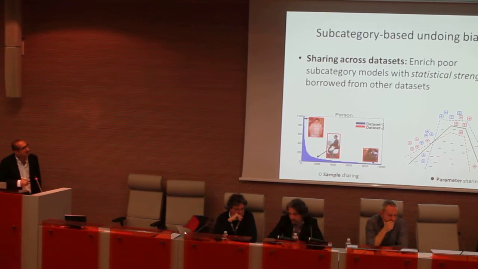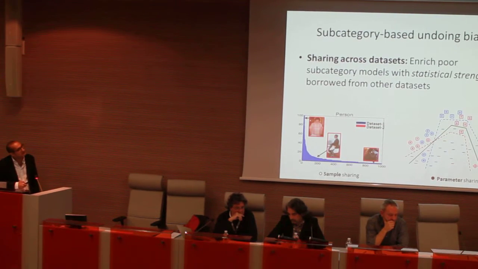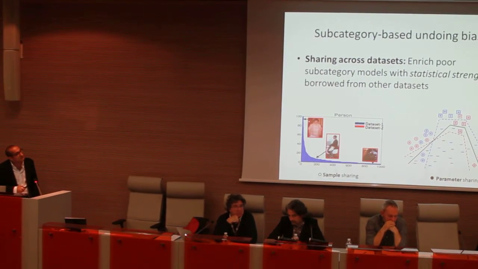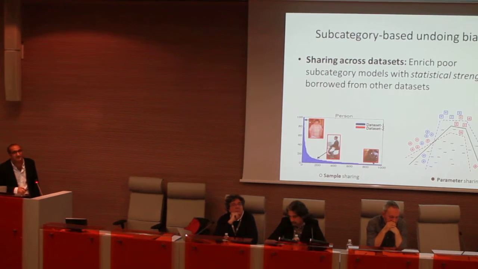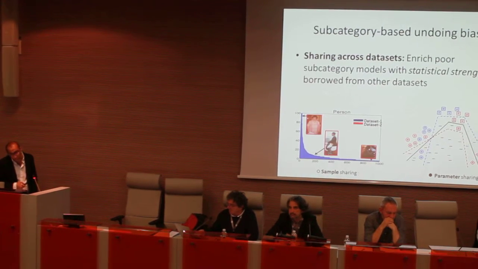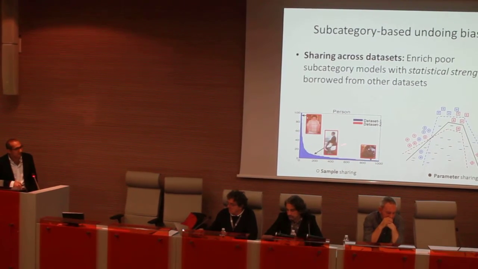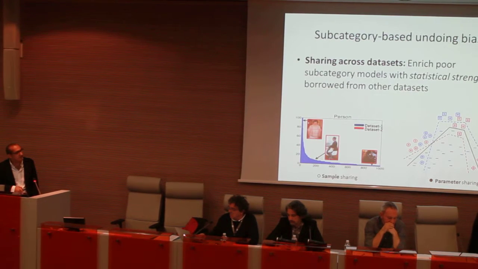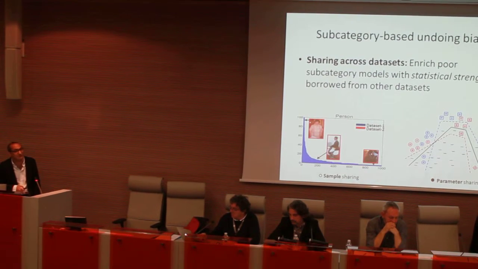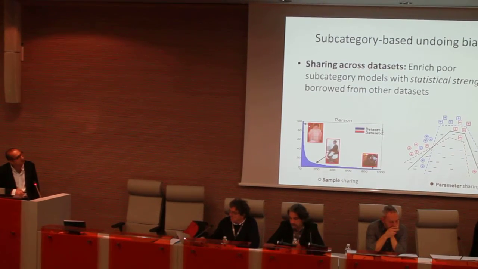In the second project, we take advantage of the presence of multiple datasets for object recognition. The general idea behind the work is that we would like to share information across the datasets in terms of sharing the statistical power available in each subcategory. So there are two different types of sharing across datasets. One is sample sharing, which means that we borrow or transfer examples from one dataset to another, especially to a dataset where the number of examples inside a subcategory is not enough for generalization. And there's also parameter sharing, which means sharing parameters of models across datasets. We follow the second.